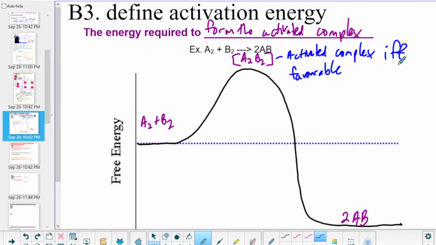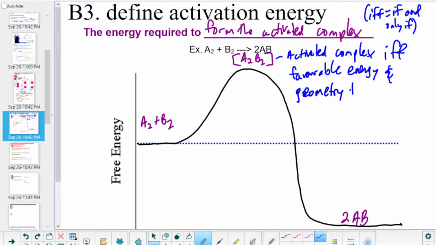Is that supposed to be 2x? If and only if. Which means you must have these things. Because for some things you can say, well, if you have this, but there can be other things that provide it. If with two F's means if and only if. So you only get the activated complex if it hits with the correct geometry and you have sufficient energy to take it up the hill. And that's the energy we define under EA.